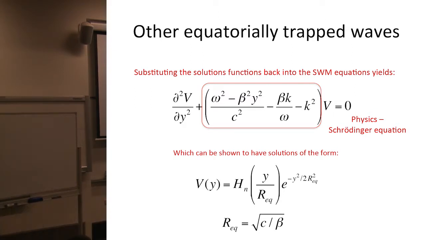And the interesting component about this is this bracketed bit here is a well-known physics problem called the Schrodinger equation. So you have to make the assumption that as y gets big, these solutions are going to decay away exponentially away from the equator, and they'll be zero when y is big, okay? And with that assumption and boundary condition, it can be shown that the solutions are this. So these are the exact solutions. These HN are Hermite polynomials, y is just the distance away from the equator, R is the equatorial deformation radius, and this again is saying that it's decaying away from the equator.